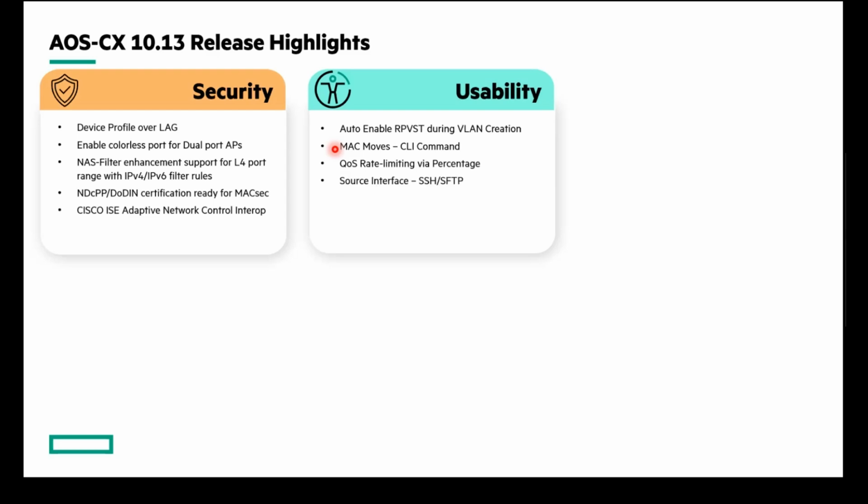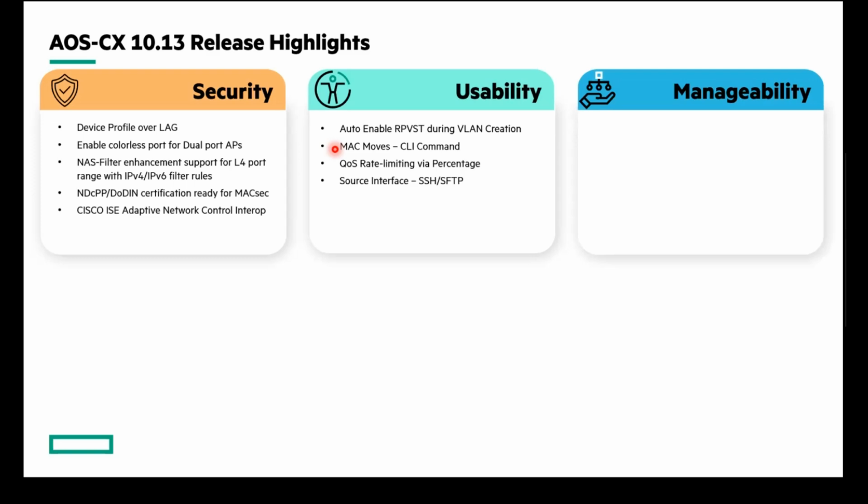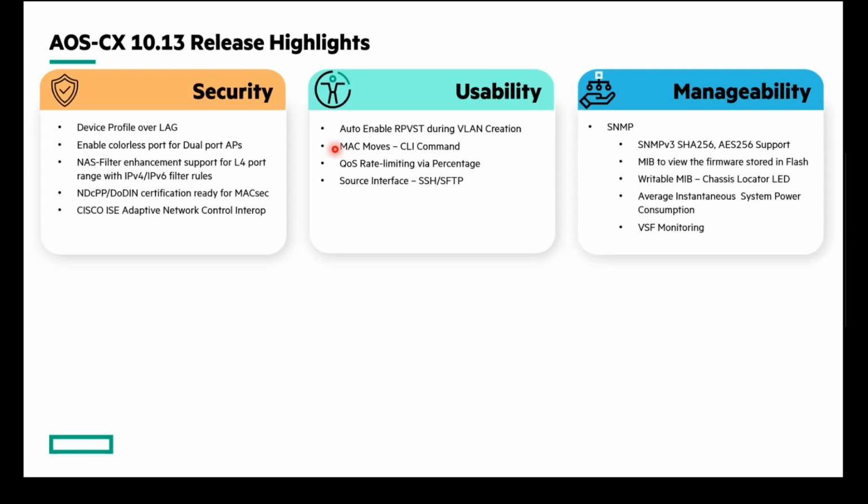And last, we have the luxury to select the source interface for SSH and SFTP. So next comes the manageability enhancement. Mainly it covers the SNMP area. First comes the support for SNMP v3, SHA-256 and AES-256 support for securing SNMP v3.